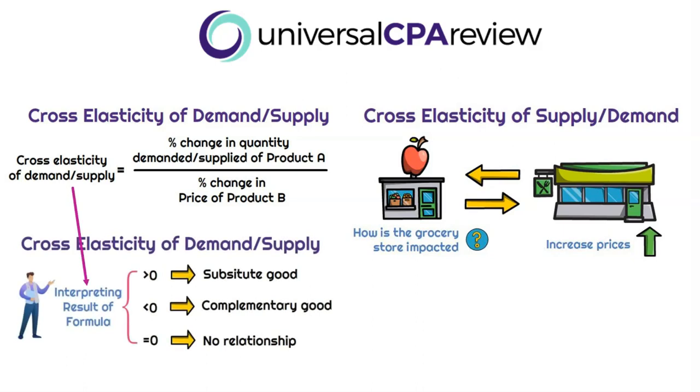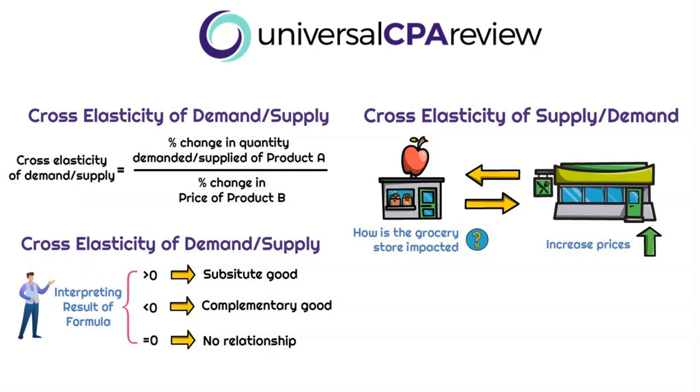So what we can do is we can use this formula to help us understand whether the grocery store is a substitute good for the restaurant. Are they complementary, or is there no relationship at all, right? So obviously we're talking about a very high level here. You could do it at a specific product level to see, are the goods substitutes, are they unrelated, or are they complementary?